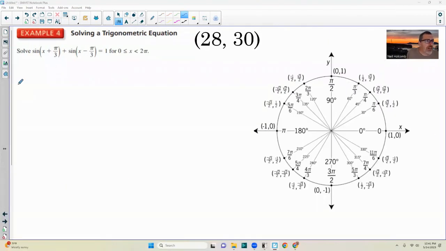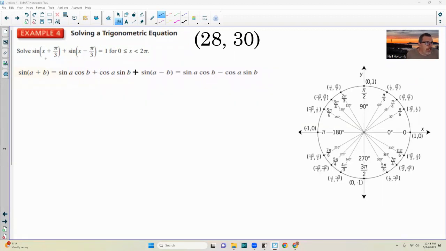Okay, example 4 is solving a trigonometric equation. It says to solve the sine of x plus pi over 3 plus the sine of x minus pi over 3 equals 1 for x being greater than or equal to 0 and less than 2 pi. So what that means is we're in the circle and we're not going more than one full rotation. Okay, so we're looking for the sum of sines and the difference of sines. So let me bring in those two formulas.